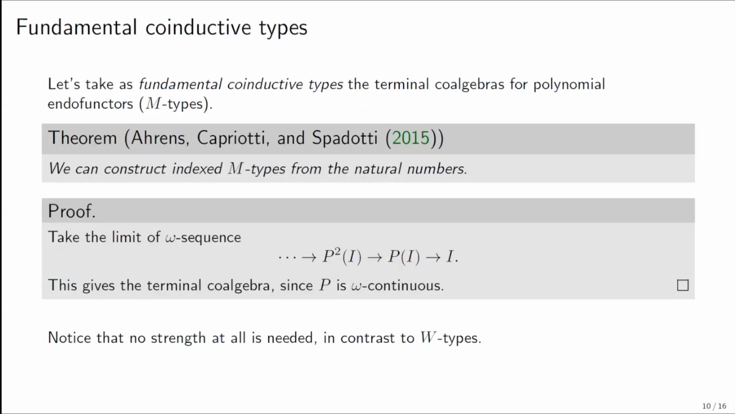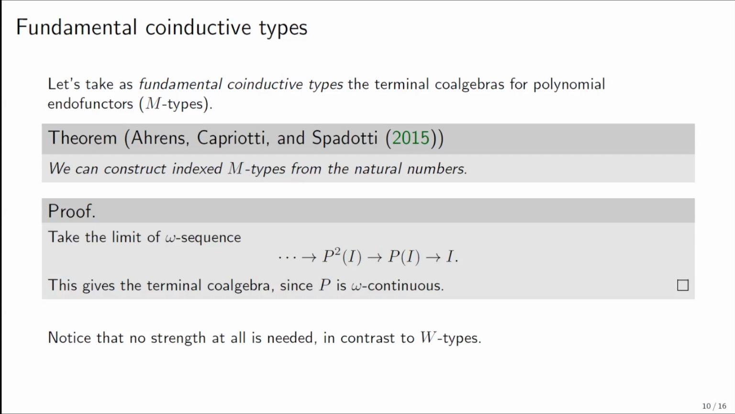Okay. So if you want a fundamental coinductive type, it's natural to say that these are the terminal coalgebras for polynomial endofunctors. And these cover many of the examples we had before, including streams and M types and indexed M types and so on. And you don't need any fancy machinery to have them. You can just construct them from the natural numbers, because all of these polynomial functors, if you just take them like that, they're omega continuous. They preserve limits of an omega sequence.